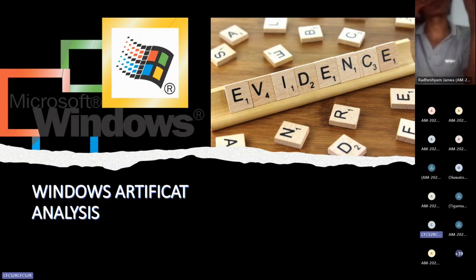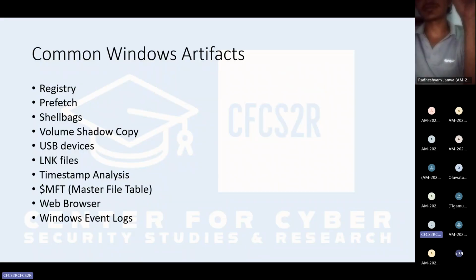So till now we have covered a lot of things. We talked about registry, prefetch, shellbags, and volume shadow copy. In the last session, we talked about the USB devices. Today we will be talking about the LNK files, timestamp analysis, web browser, and Windows event log. We will try to cover the entire Windows artifact so that in the next sessions we will be moving to the memory dump analysis.